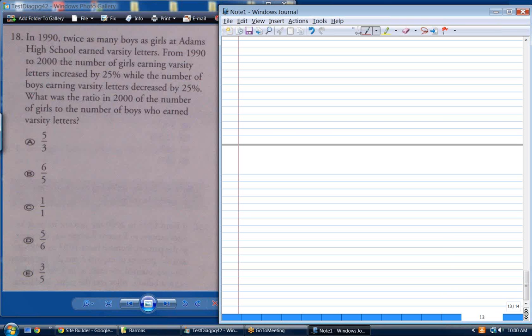Okay. So once again, I think I'd start with 100. Okay, so we got 100 girls and 50 boys. So from 1990 to 2000, the number of girls increased by 25%, so it'd be 125. And then the boys, it would end up being, well, you know what? Let's see what the boys.